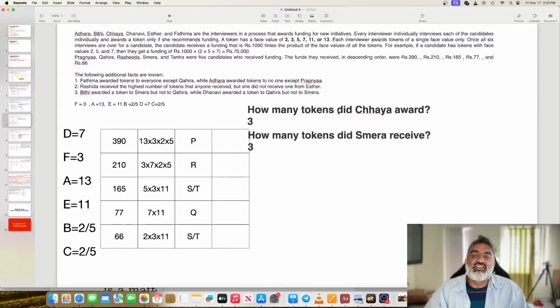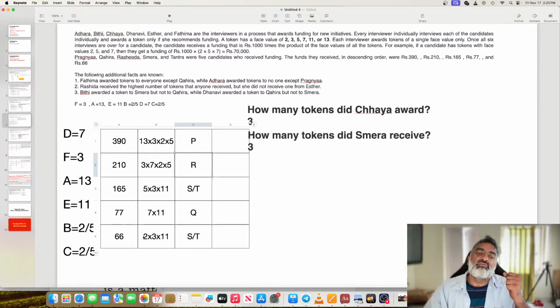How many tokens did Chaya award, right? So Chaya, remember, is 2 or 5, okay? So Chaya, whether it's 2 or 5, has awarded a token to Pragya. Whether it's 2 or 5, has awarded a token to Rashida. Now, okay, so two tokens so far. Now, for a minute, let's assume she is 5. So, one, 2, 3. She has given to 3 people. Now, assume she is 2. So, one, 2, and then 3.